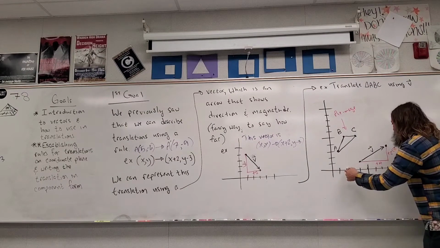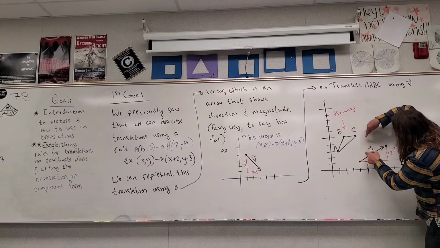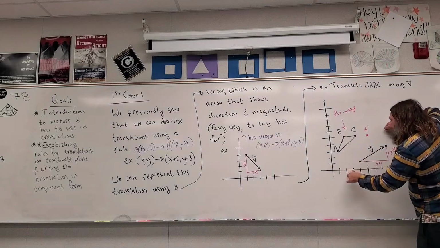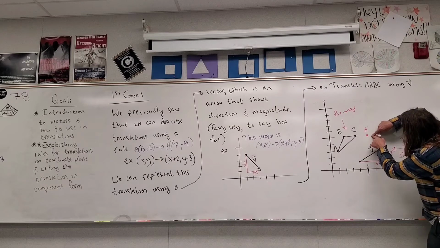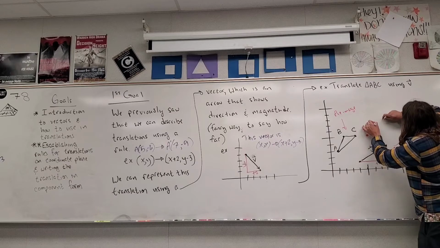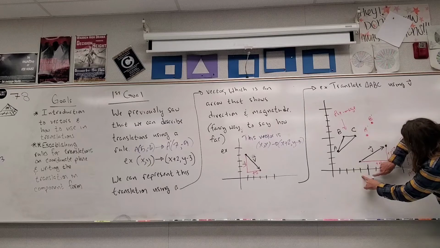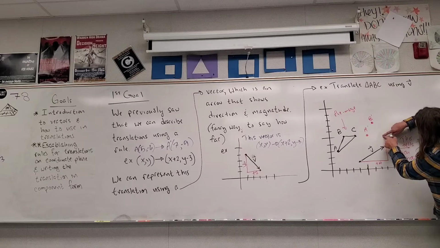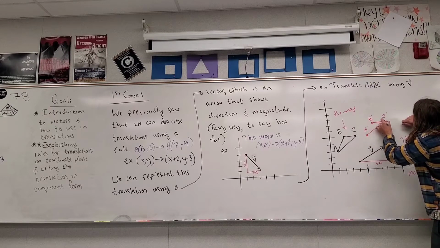So point A goes over 4, so it goes 1, 2, 3, 4. So I'm here now for A, and I go up 1, 2. So now I'm here for A prime. This is my A prime. Point B goes over 4, 1, 2, 3, 4. Okay, I'm here for B, and from here I go up 1, 2. Now I'm here, which is now my B prime, and C goes over 4, 1, 2, 3, 4, and from here I go up 1, 2. All right. C prime, there's my triangle.